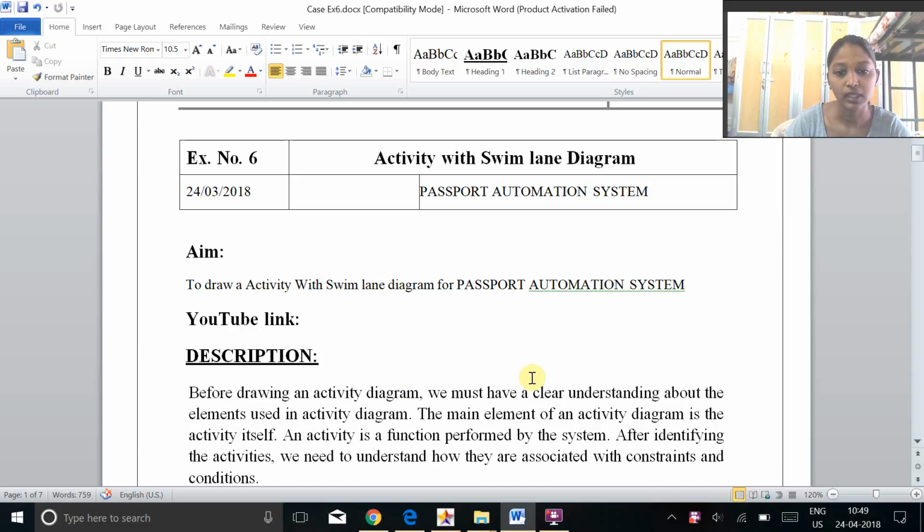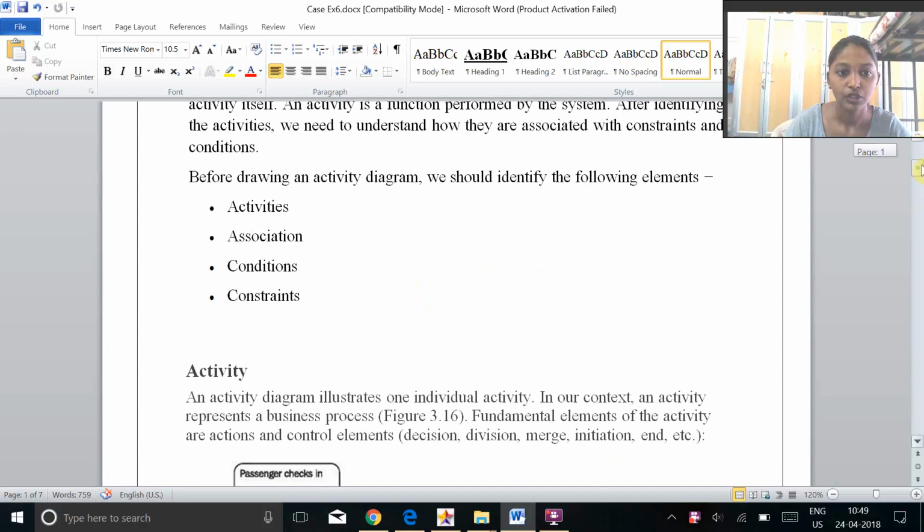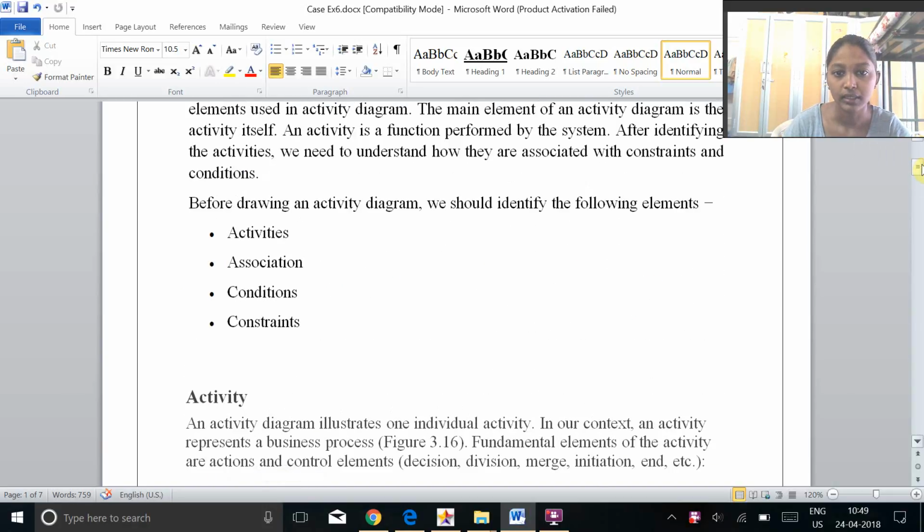Before drawing an activity diagram, we must have a clear understanding of the elements used in an activity diagram. The main element of an activity diagram is the activity itself, and an activity is a function performed by the system. After identifying the activities, we need to understand how they are associated with constraints and conditions. So before drawing an activity diagram, we should identify the following elements, which are activities, associations, conditions, and constraints.